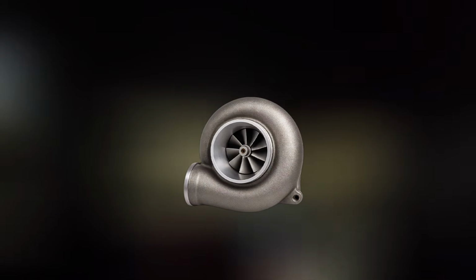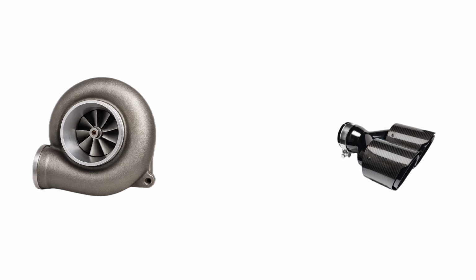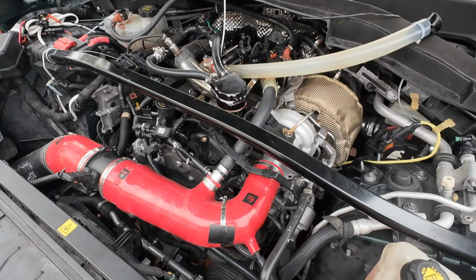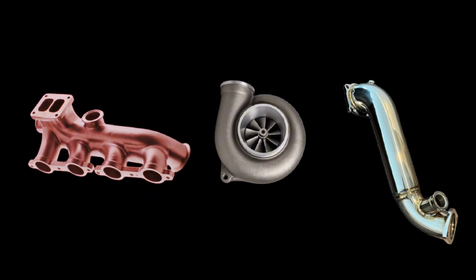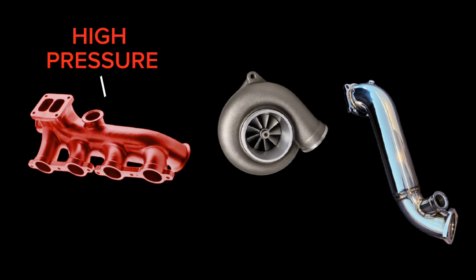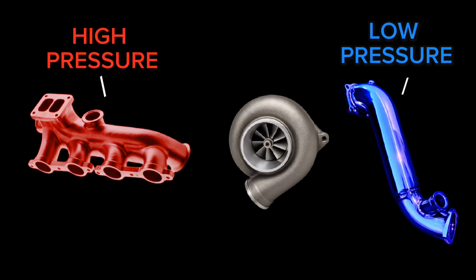In an ideal turbo setup, you wouldn't have a downpipe or any type of exhaust system. Those only exist for comfort and convenience. Because the most important part of a turbo setup is the pressure difference between the higher pressure exhaust manifold before the turbine and the lower pressure downpipe after the turbine.